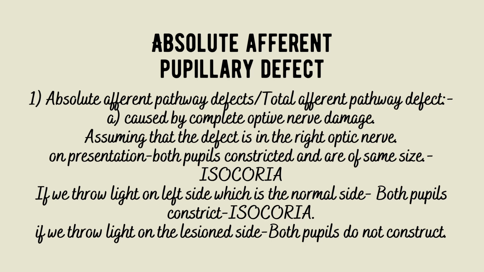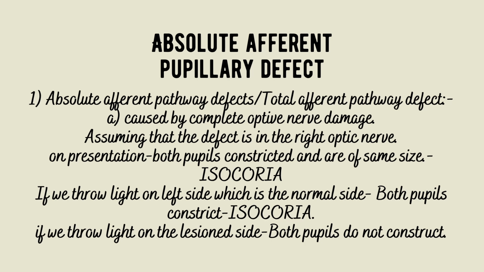Now if you throw light on the lesion side, the right side, the optic nerve is completely damaged, so the impulse will not go and both pupils will not constrict. So in absolute afferent pupillary defect, the ipsilateral direct light reflex is absent. Ipsilateral means same side. If the lesion is in the right optic nerve, the light reflex in the right eye is absent. Contralateral, in the left eye, will also be absent.